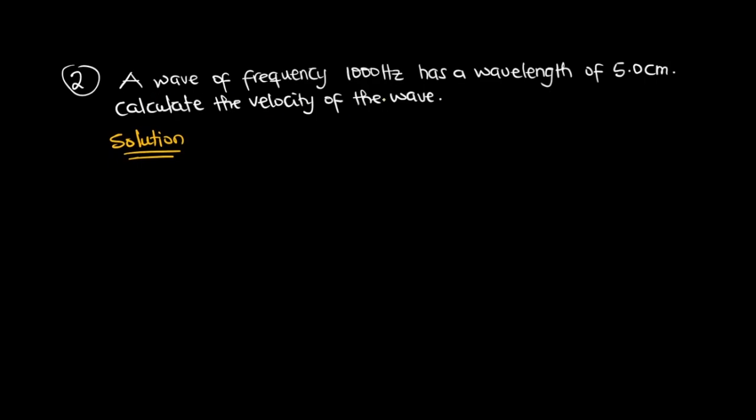So we're told that the wave has a frequency f, which is equal to 1000 Hz, and a wavelength of 5 centimeters. And then the question says we are to calculate the velocity, which we do not know. Now, if you look at this, you realize that the frequency has the right unit, but the wavelength is given to you in centimeters instead of meters. So you need to do the conversion.